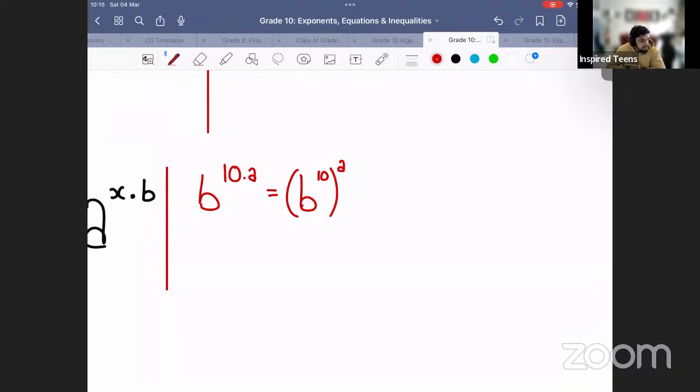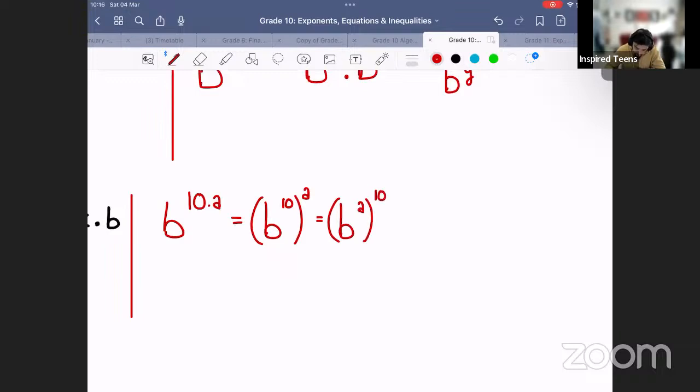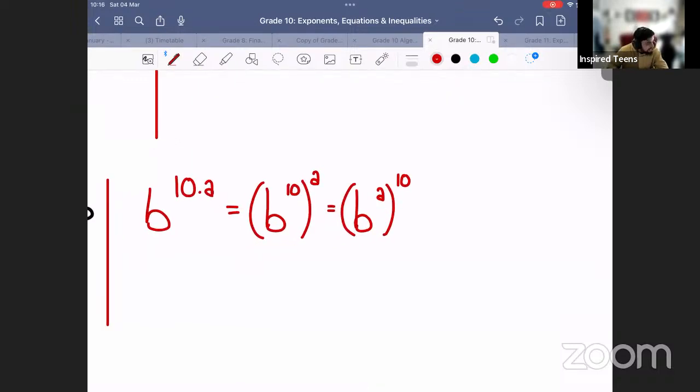You can write it as b to the power of 10, to the power of a, or alternatively, it could also be written as b to the power of a to the power of 10. It's multiplication, so it can be either or, it's not going to change the value. Yes, that is to note.